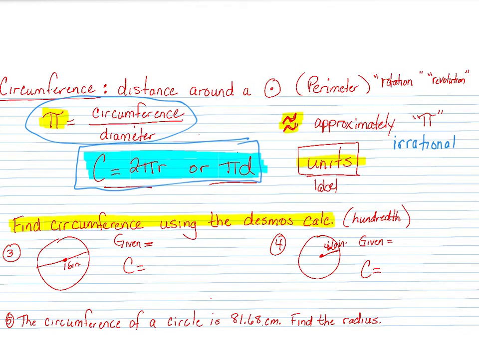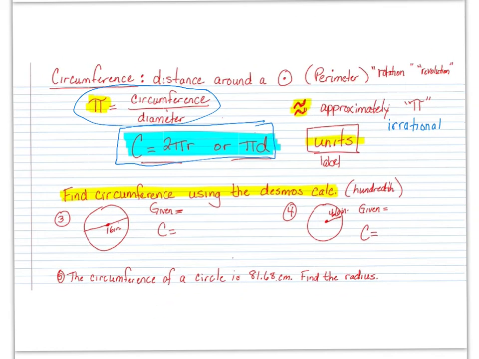If I were to add up all the baseboard that I need in here and I was measuring by feet, I would add those feet with those feet, and my unit would be feet, wouldn't it? So your label on circumference is just whatever unit that they give it. Okay, so it says find the circumference using the Desmos calculator. We're going to round to the nearest hundredth.